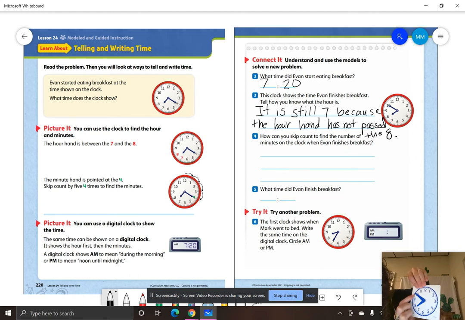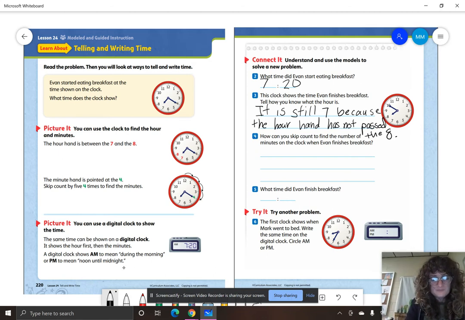How did we figure out how many minutes? So halfway was 30, 35, 40, 45, 50. What did we skip count by, Smarties? We counted by 5s 10 times. I could even hold up 10 fingers and skip count by 5s. 5, 10, 15, 20, 25, 30, 35, 40, 45, 50. So how do we skip count? We counted by 5s 10 times.